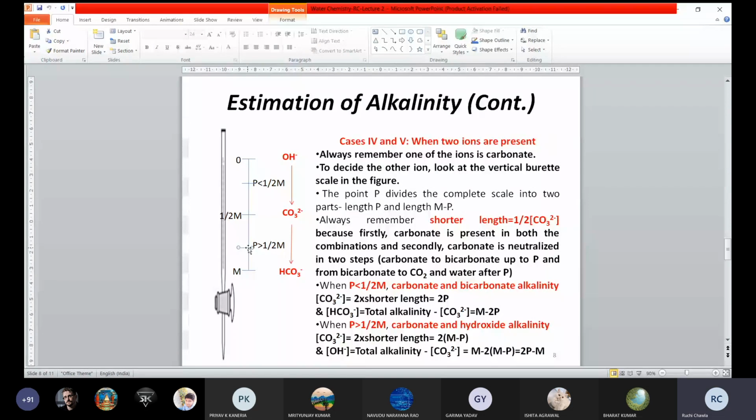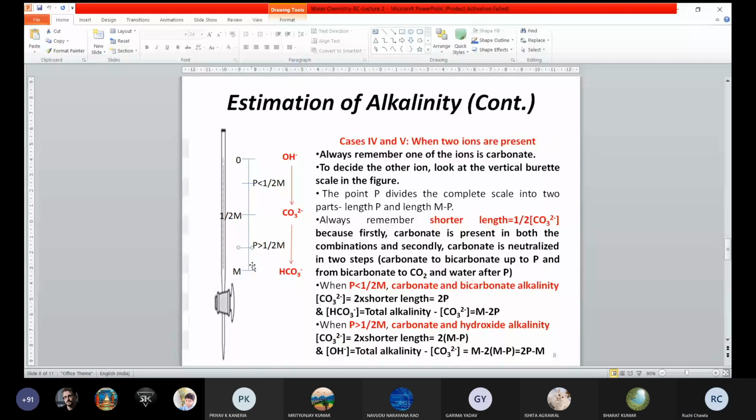So that means P is greater than half m. Half m was here. If P is lying over here now, somewhere here, then P is greater than half m. Now this point P is dividing the whole scale into two parts again. The shorter length is from P to M. This is the shorter length, P to M. And the longer part is from 0 to P. 0 to P is the longer part.